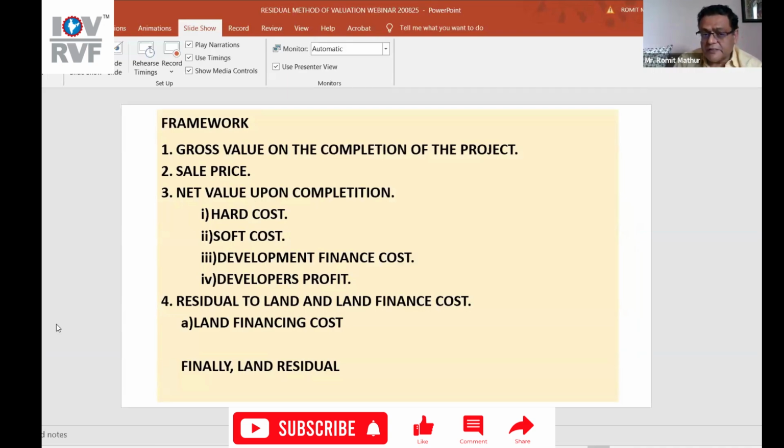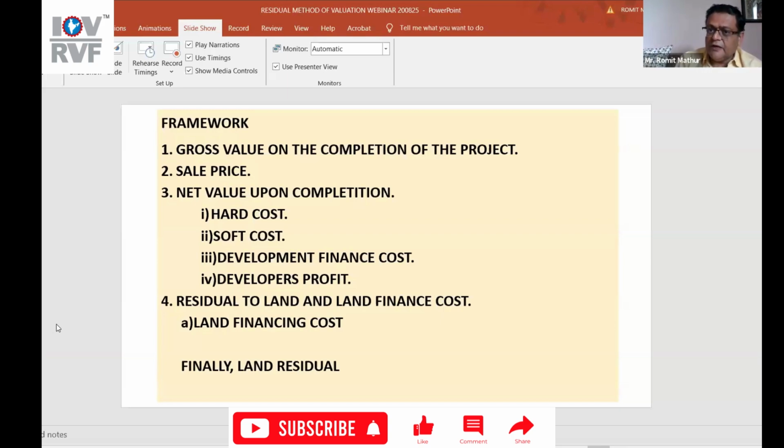The third point is development finance cost. If you're developing the property, you're putting some money in right now, and that money has some value after 18 months. So what is that value? What is the opportunity cost? You do consider that. And if bank loans are secured, then there's an interest component. So you account for that interest component to arrive at the net value.